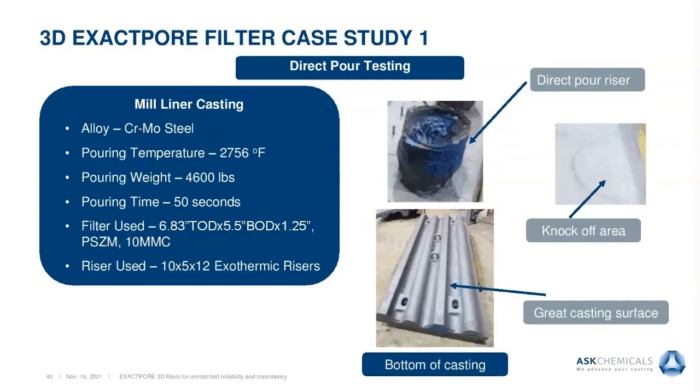After the success of the first test, a direct pour casting was selected. This was a mill liner casting of chromoly steel. The pouring temperature was 2,756 degrees with a pouring weight of 4,600 pounds. Pouring time was just under 50 seconds, and we used a 5.5 inch bottom OD tapered filter that was 10 mmC. This filter was placed in a 10 by 5 by 12 exothermic neck-down riser. Some images of the casting are on the right with some great surface finish and a clean knockoff area.